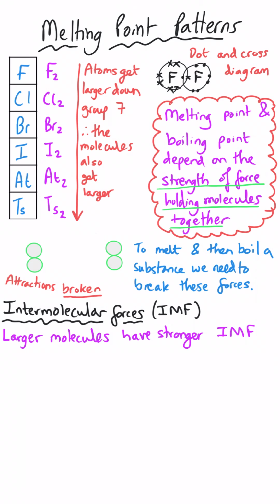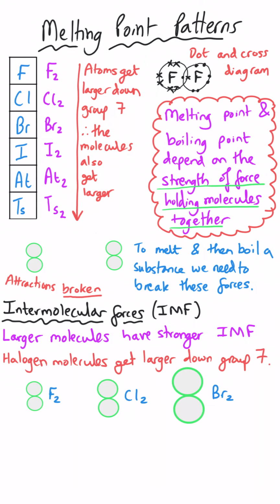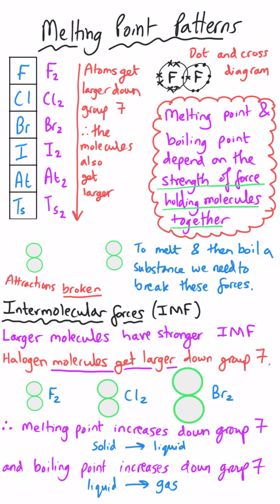And as I've already said, the atoms in a halogen get larger as you go down a group, so then the molecules that they form will also be larger. And so fluorine, F2, will be the smallest halogen molecule. And so that means that its melting point will be the lowest and its boiling point will be the lowest. And both of those things will increase as we go down the group.